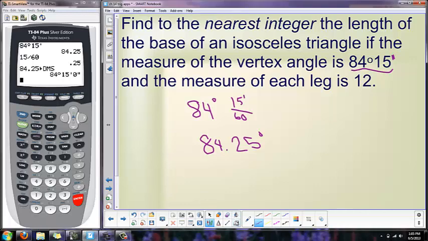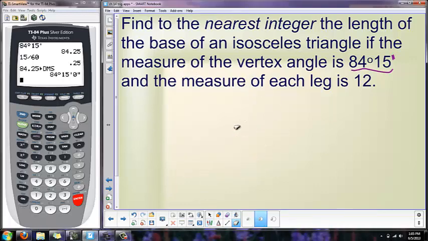Okay, so that was just a quick tutorial about degrees, minutes, and seconds for you, just in case you see it on your final exam. That's in the angle menu or button right there.